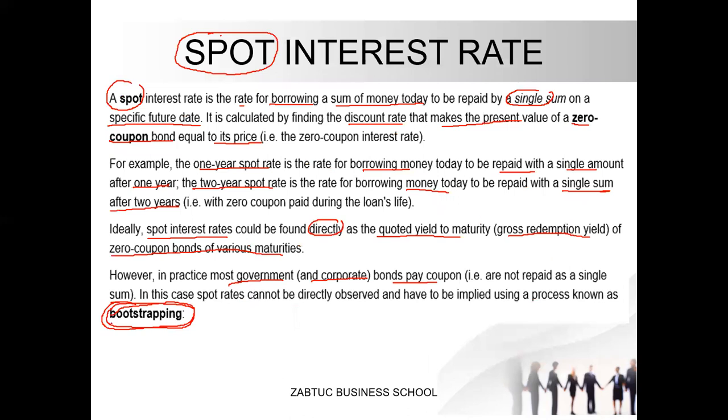A spot interest rate is the rate for borrowing a sum of money today to be paid by a single sum on a specified future date. So this is an interest rate which we apply where there is only a single payment, one cash flow. So that's what a spot interest rate is.